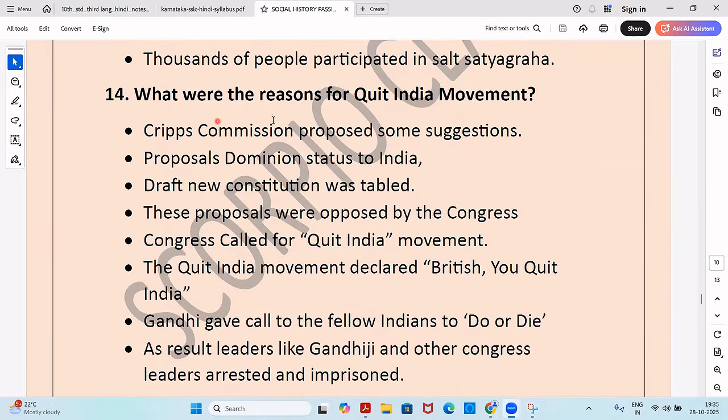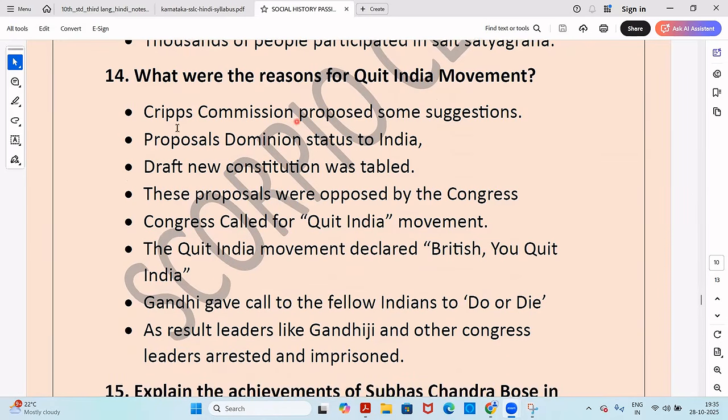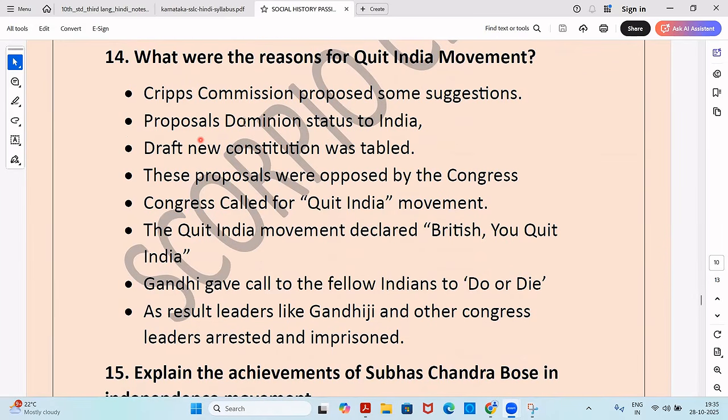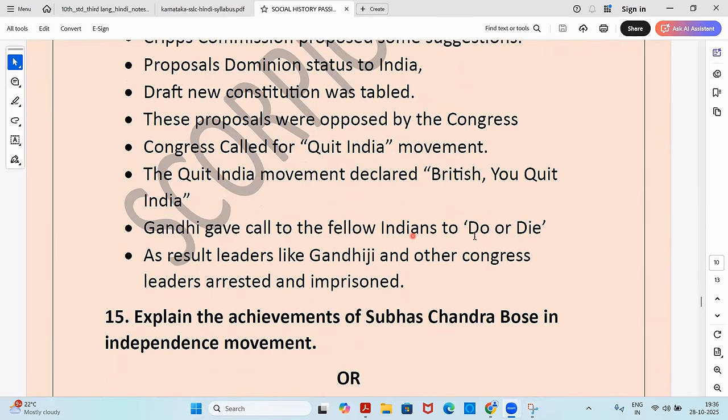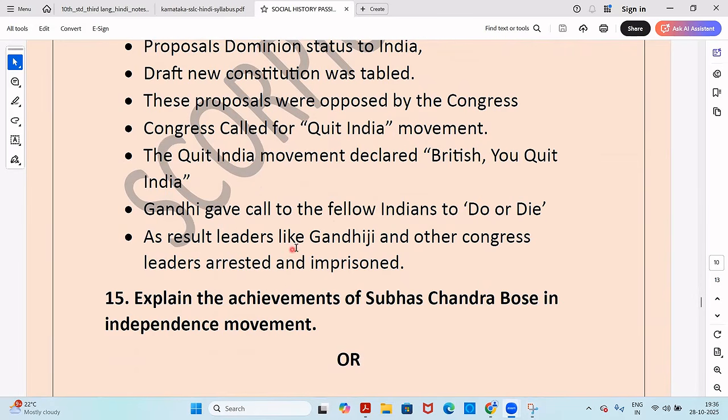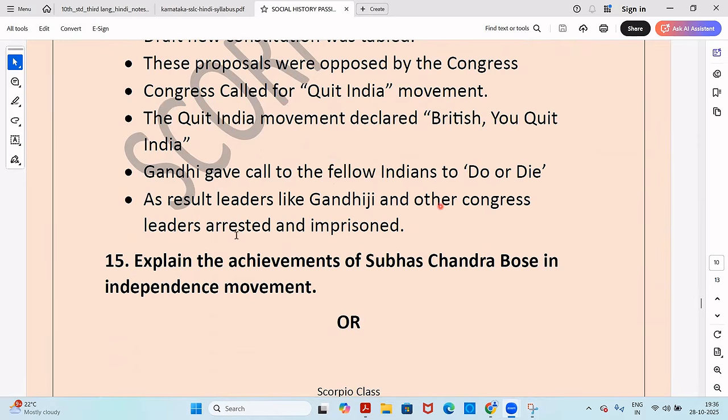Next, what were the reasons of Quit India movement? So Cripps Commission proposed some suggestions, proposals, dominion status to India, and drafting a new constitution. These proposals were opposed by the Congress. Congress called for Quit India movement. The Quit India movement declared, British, you quit India. Gandhi gave call to the fellow Indians to do or die. As a result, leaders like Gandhiji and other Congress leaders were arrested and imprisoned.